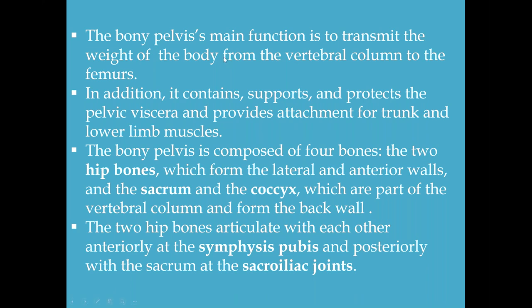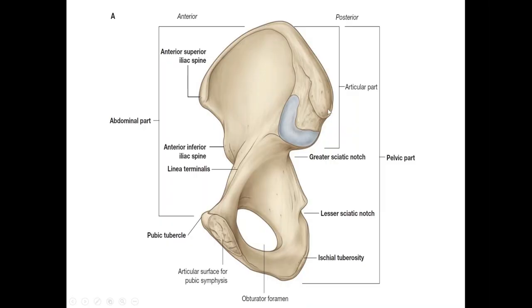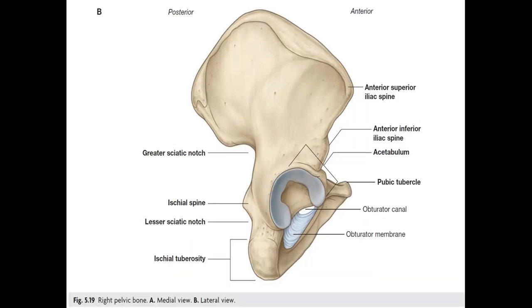The bony pelvis's main function is to transmit the weight of the body from the vertebral column to the femur. Okay, so these are the bones which form the bony pelvis. This is the anterior abdominal part of the pelvis, and this is the pelvic part of the pelvis. So also here is the pelvic bone.